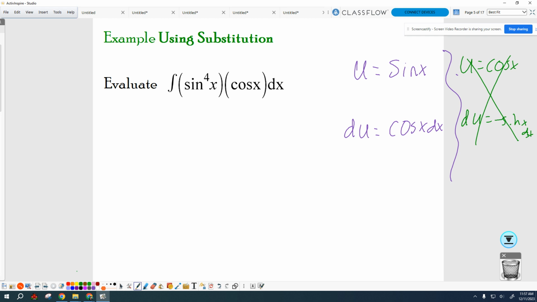But let's make sure, I mean, maybe they both don't work well. Instead of sine to the fourth, it's u to the fourth. What does cosine dx swap out there? Becomes just du. So is this plain and simple power rule? Amelia, what's that gonna be? U to the fifth over 5 plus C.